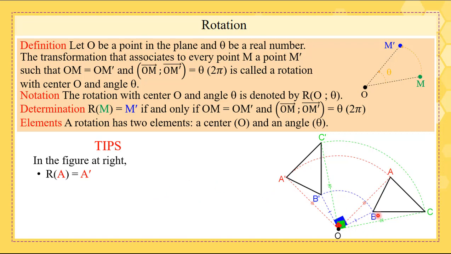By the same way, OB is equal to OB prime, and the angle between OB vector and OB prime vector is equal to pi over 2. So B prime is the image of B by the same rotation R of center O and angle pi over 2. So we can write that R of B is equal to B prime. By the same strategy, R of C is equal to C prime. Thus, the image of the triangle ABC is the triangle A prime B prime C prime by a rotation of center O and angle pi over 2.